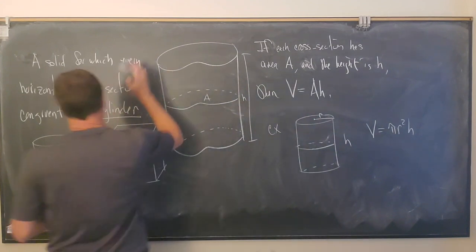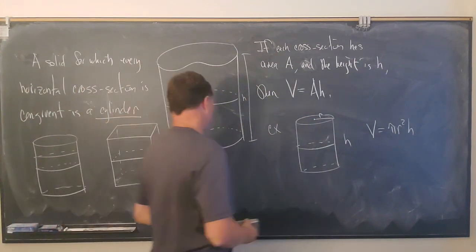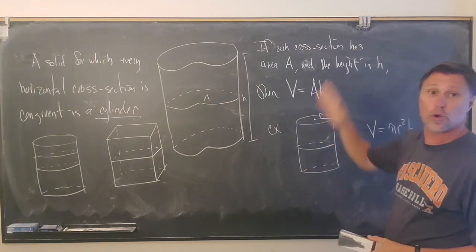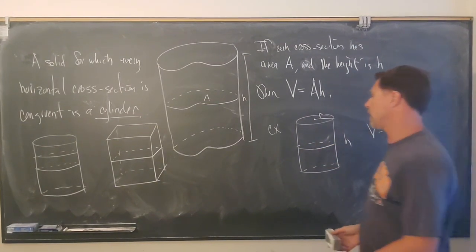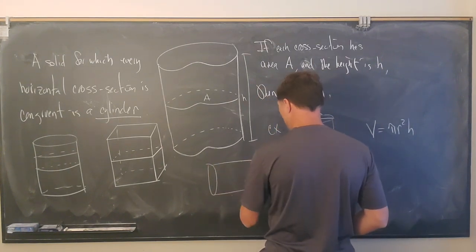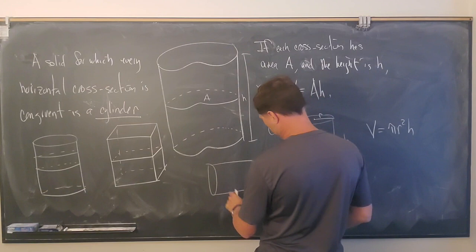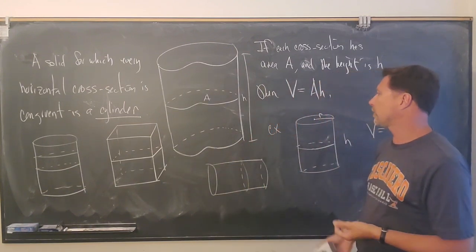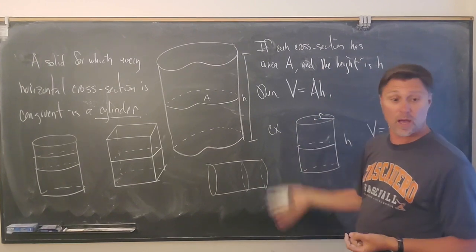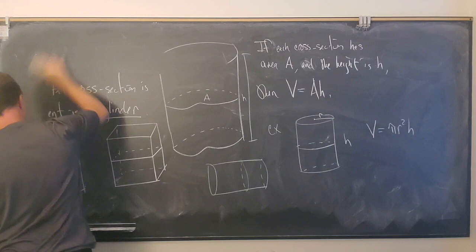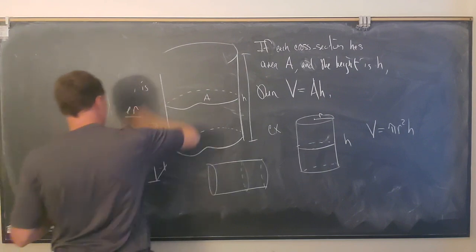Now, I should point out, I've been drawing everything and then taking horizontal cross sections. The same thing is true if we do vertical cross sections. If I have a cylinder now laying on its side, where each vertical cross section is congruent, then the same formula holds. Volume equals the area of each cross section times h. And that's actually the picture that I want to draw next.